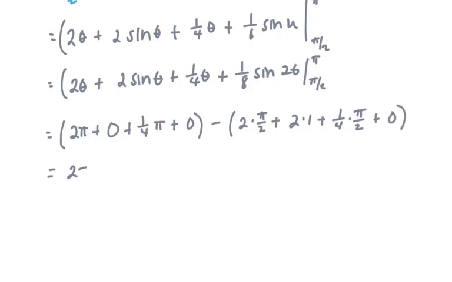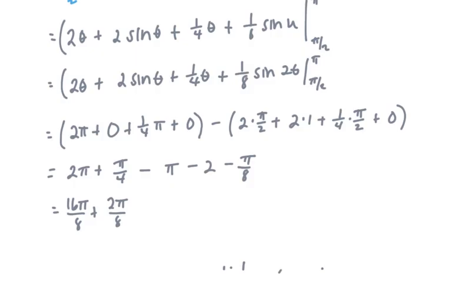And so now we have 2 pi plus pi over 4 minus pi minus 2 minus pi over 8. So let's get common denominators, even on the 2. So the common denominator is 8. So this will be 16 pi over 8 plus 2 pi over 8 minus 8 pi over 8 minus 16 over 8 minus pi over 8.